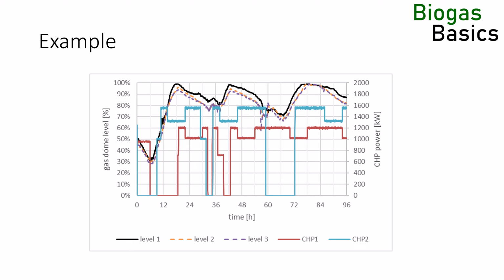The first figure shows the gas dome levels, black for the main gas storage on the secondary digester, orange for storage tank 1, and purple for storage tank 2 on the right ordinate. The power output of the CHPs is shown on the left ordinate, red for the smaller CHP1 and cyan for the larger CHP2. The abscissa shows the time from 0 to 96 hours.